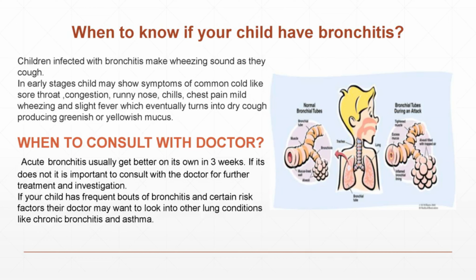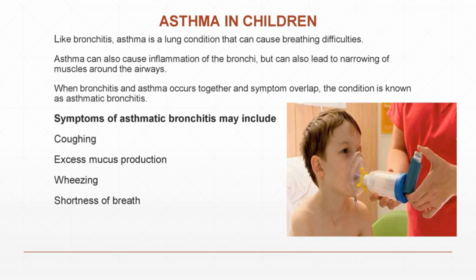If your child has frequent bouts of bronchitis and certain risk factors, their doctor may want to look into other lung conditions like chronic bronchitis and asthma. Most people get confused whether asthma and bronchitis are the same medical condition or different. Like bronchitis, asthma is a lung condition that can cause breathing difficulties, and asthma can also cause inflammation of the bronchi. When bronchitis and asthma occur together, their symptoms overlap and the condition is known as asthmatic bronchitis.